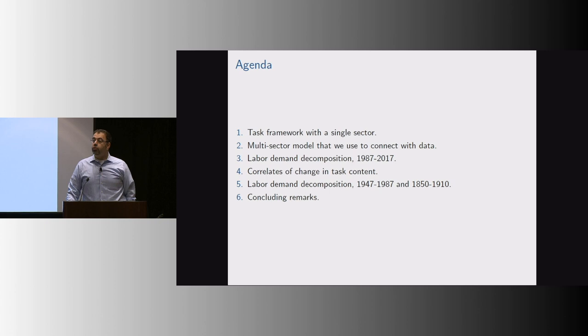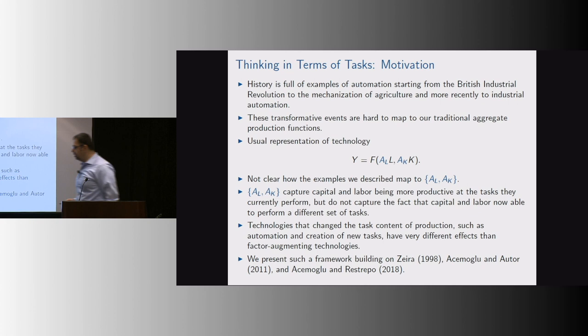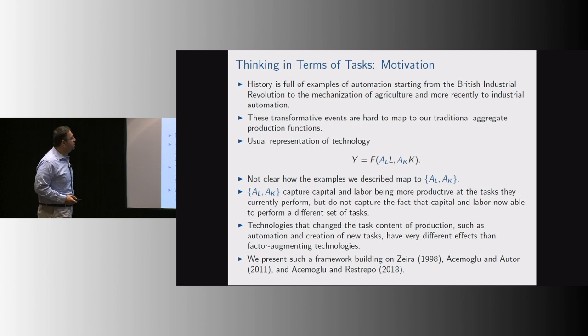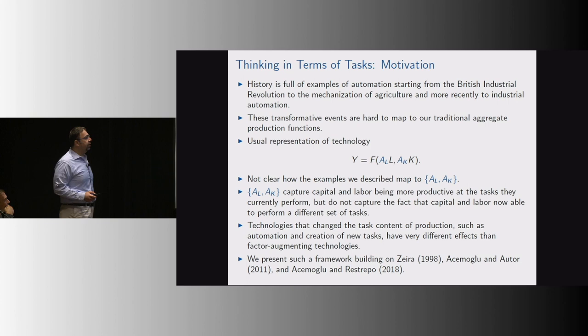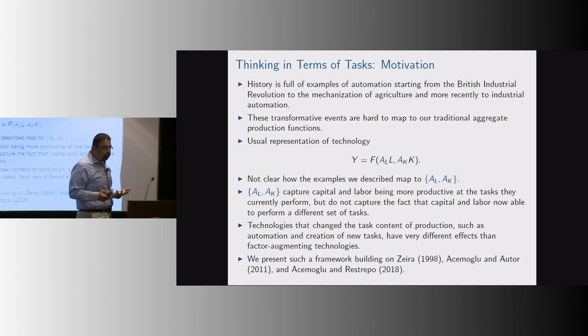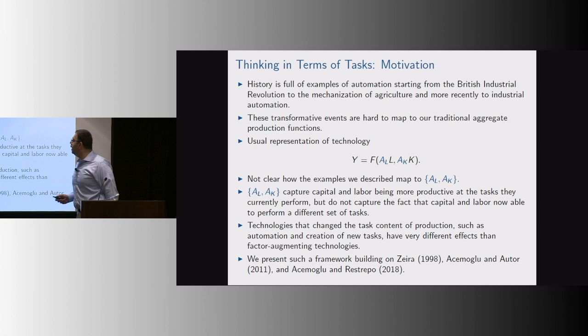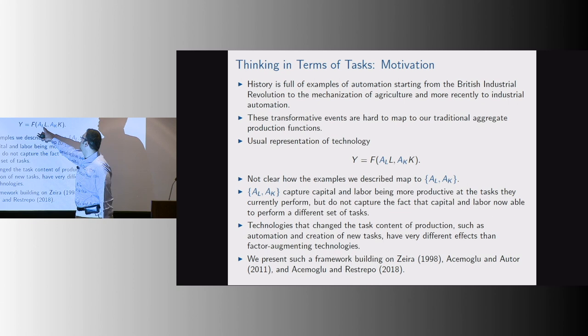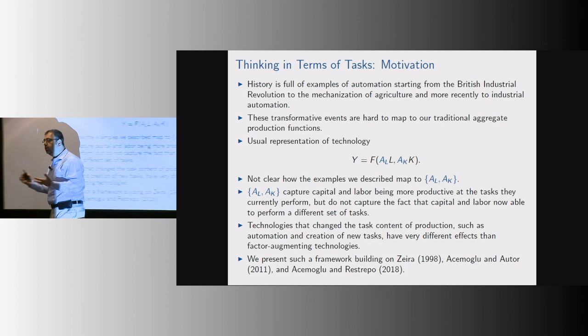Okay, so why is it important to think in terms of task content of production? Well, if you look at the history, it's full of examples of automation, starting from the British Industrial Revolution to mechanization of agriculture, more recently to industrial automation. And of course, you can think of these in whichever way you want, but the typical way that people have used this is factor augmenting technologies, some technologies that make labor more productive, some technologies that make capital more productive. It's just descriptively very difficult to map these things into them.